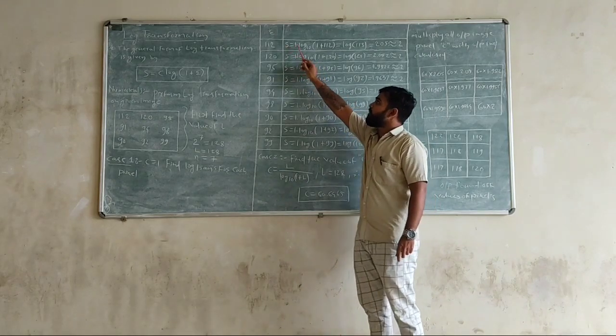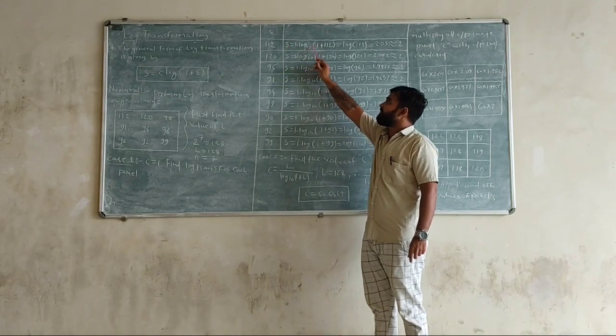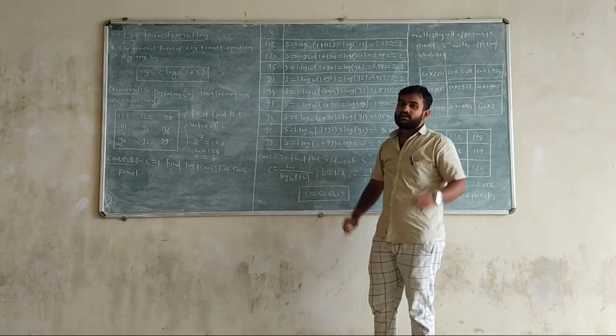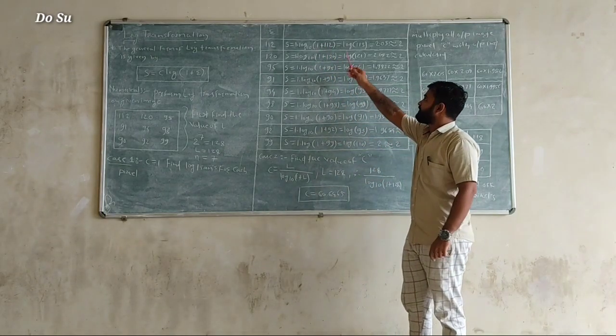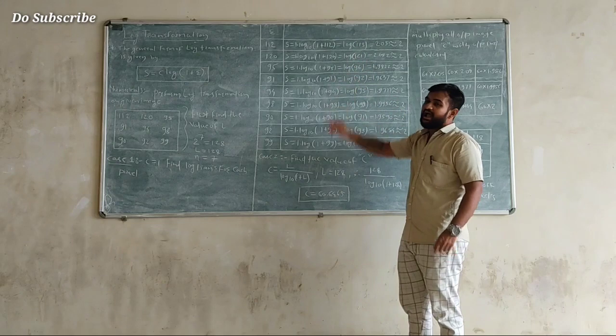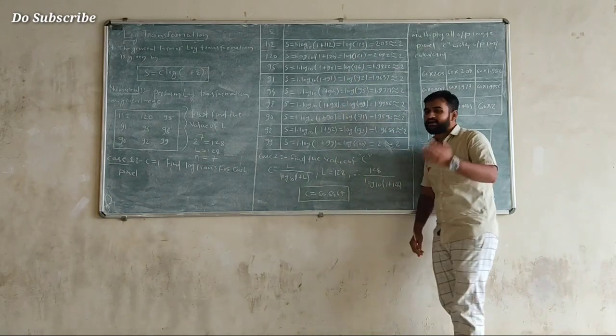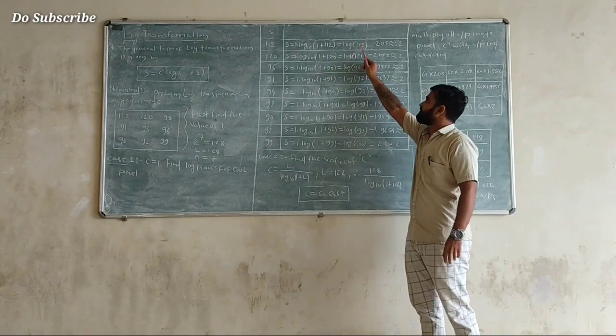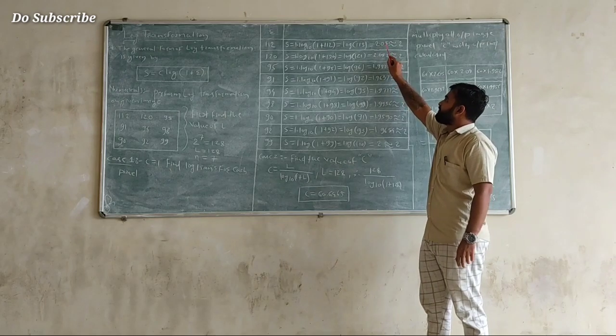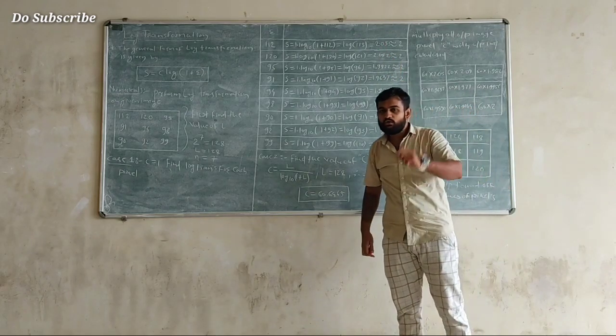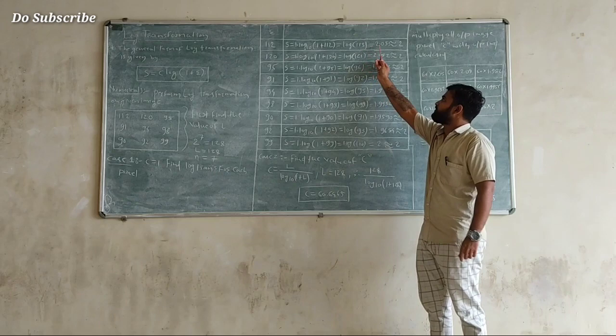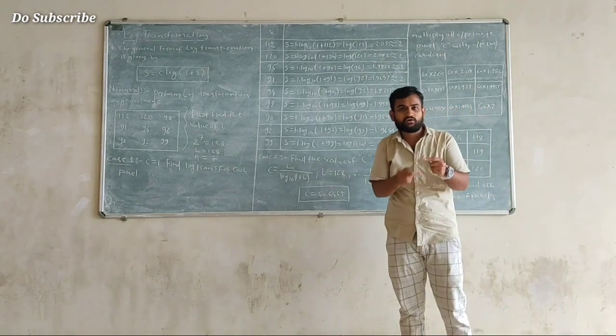S is equal to 1 into log to the base 10 of (1 plus 112), which is 1 plus 1 by 2. If we solve that, we are going to get the log of 113, and the ultimate answer of log of 113 is going to be 2.05.